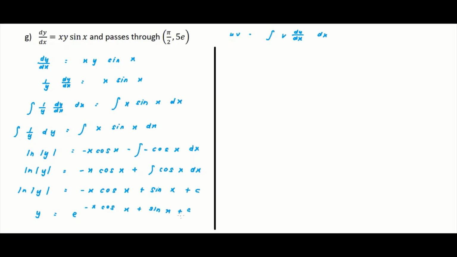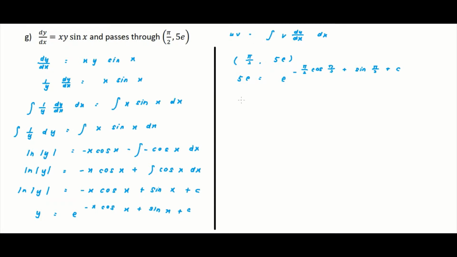Okay, so now we need to find out what is our c. Then after that, we substitute. Okay, so we have the point pi over 2 and also 5e. So we substitute 5e for y, and then e to the negative pi over 2 cos pi over 2 plus sine pi over 2 and plus c. Okay, so don't forget that when you try to solve it with your calculator, your pi over 2 should be in terms of radian. Yeah, because when we solve anything about calculus, normally we try to state our trigonometry in radian.